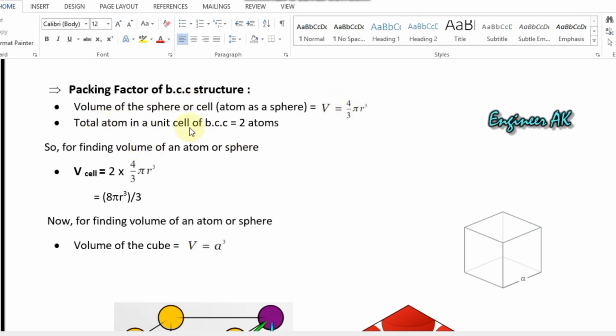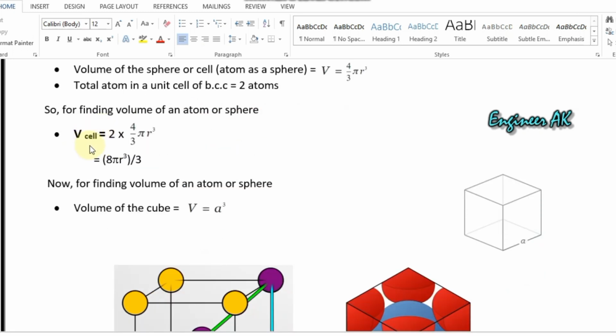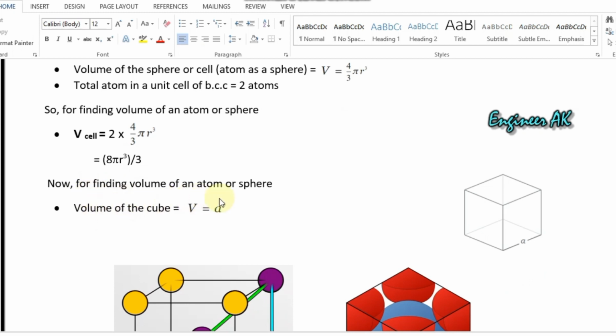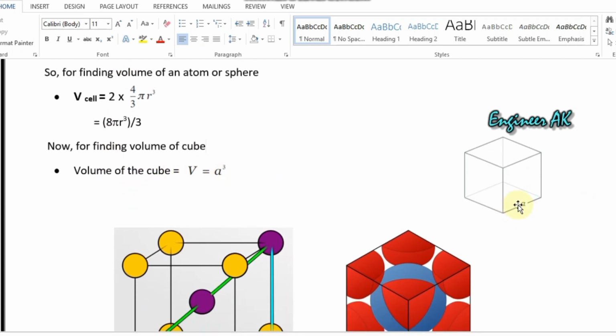For the total unit cell of BCC, we know that the total number of atoms in BCC is 2. The volume of one sphere is 4 by 3 pi r cube. There are 2 atoms or 2 spheres, so if I multiply by 2, it becomes 8 pi r cube divided by 3. This is the volume of the spheres in the cell. Now for the volume of the cube, V is equal to a cube: as I told you, length multiplied by breadth multiplied by height, so a cube.